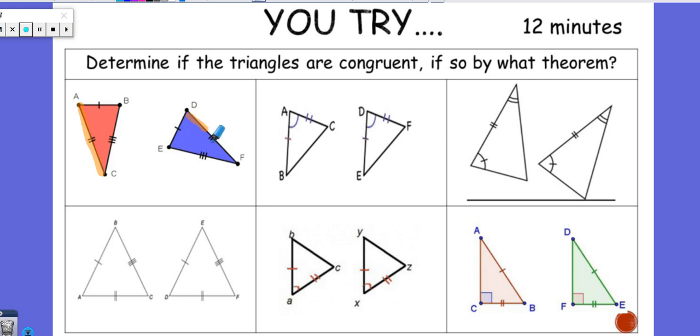This side matches this side. This side matches this side. And this side matches this side. So this is telling me I got one side that matches, two sides that match, three sides that match. That means these two triangles are congruent by side, side, side.